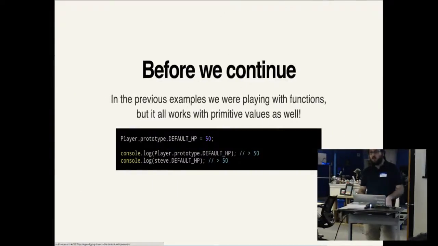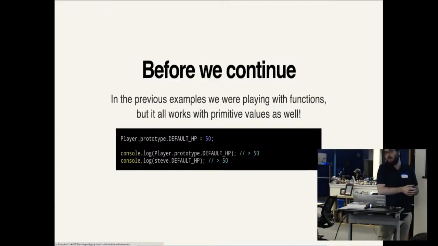So note before we continue, everything I've added to this prototype object has been a function, but I just want to point out it's just an object, so we can just add values to it. So we can introduce a variable that's just a number 50, and that will work.